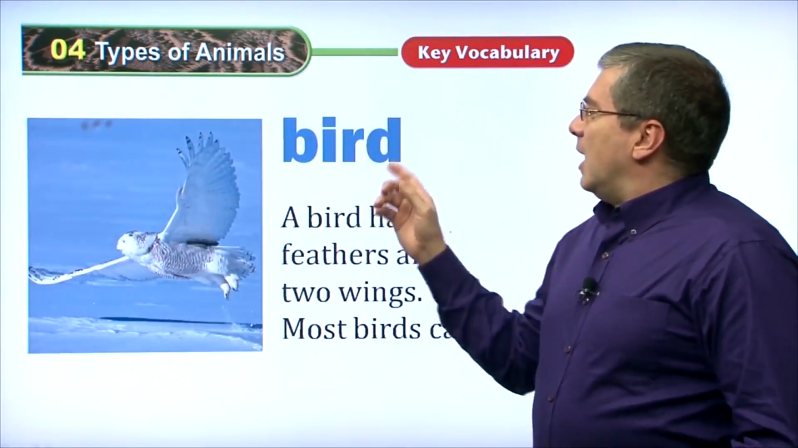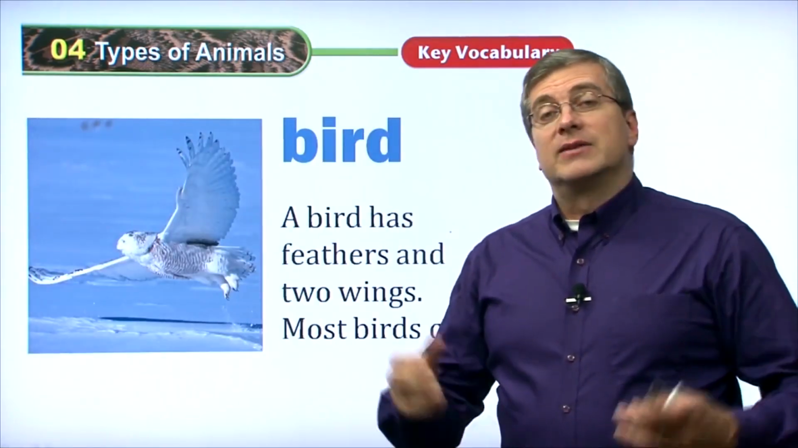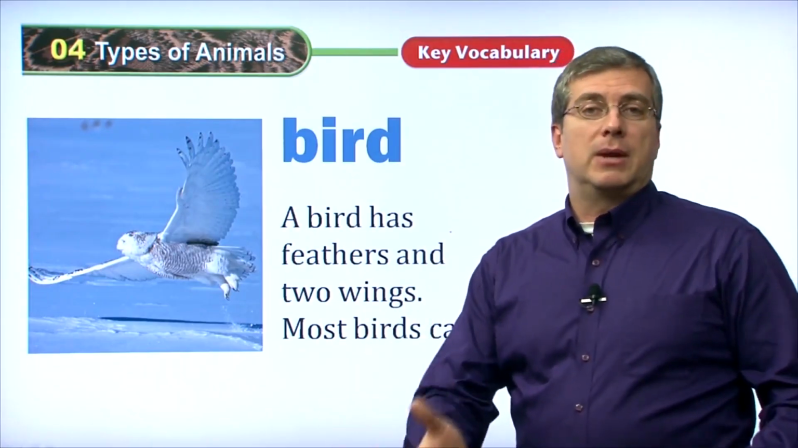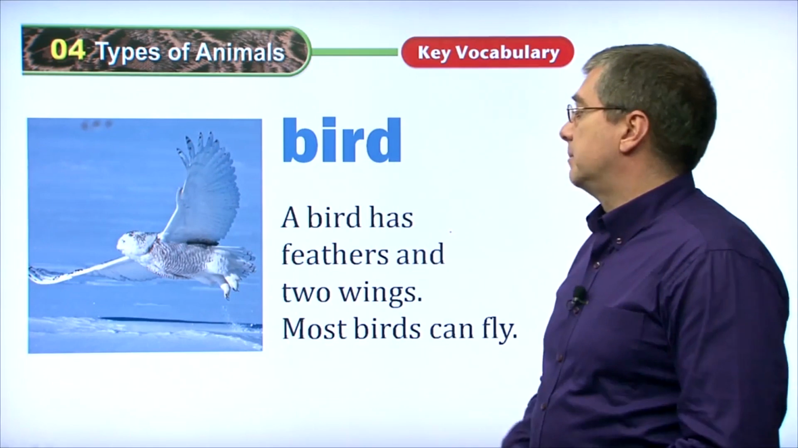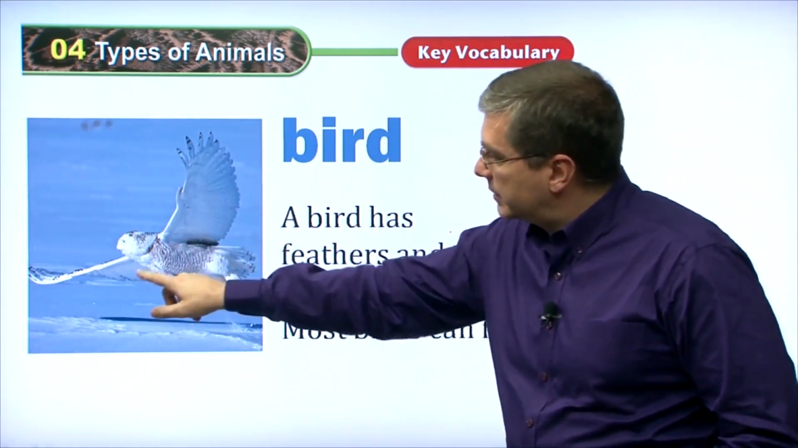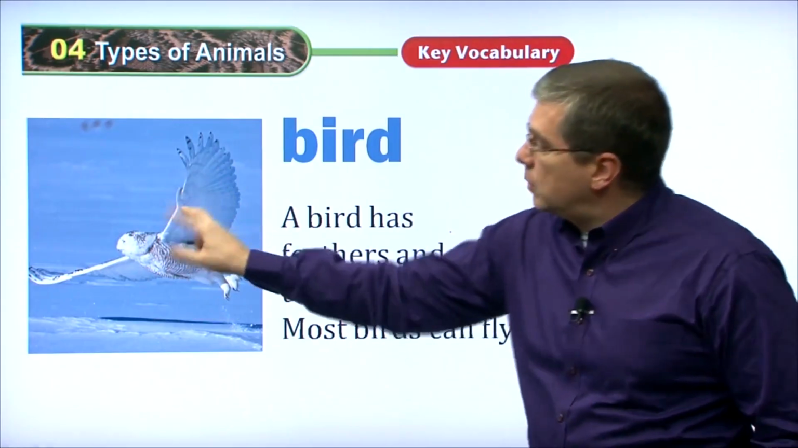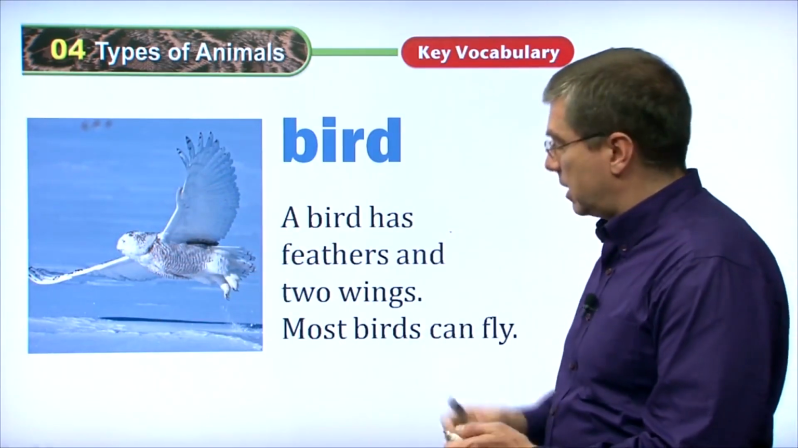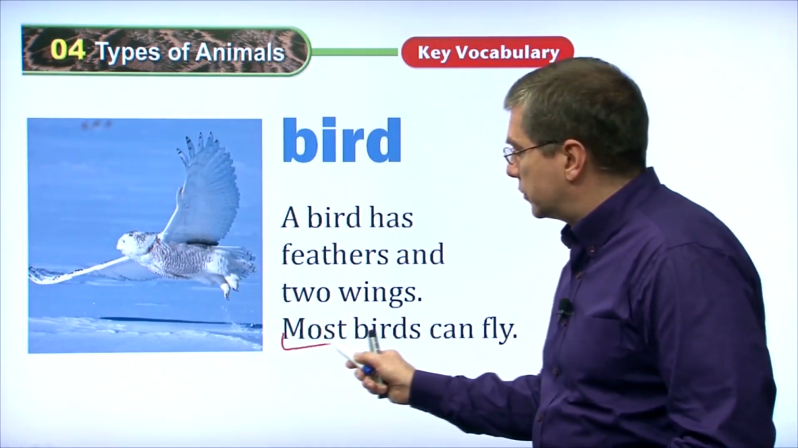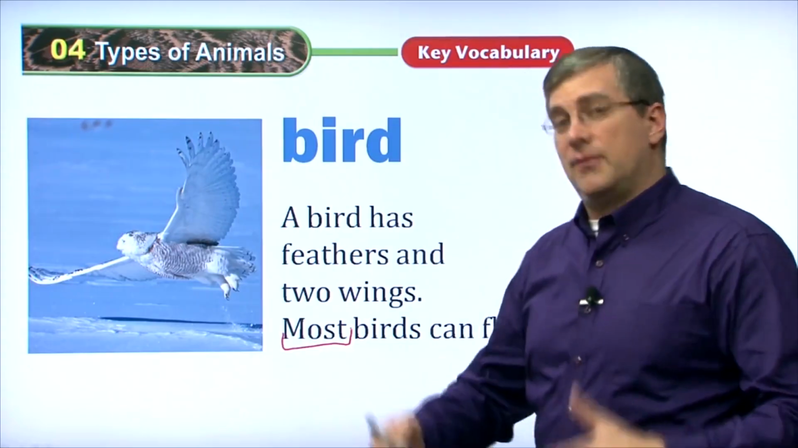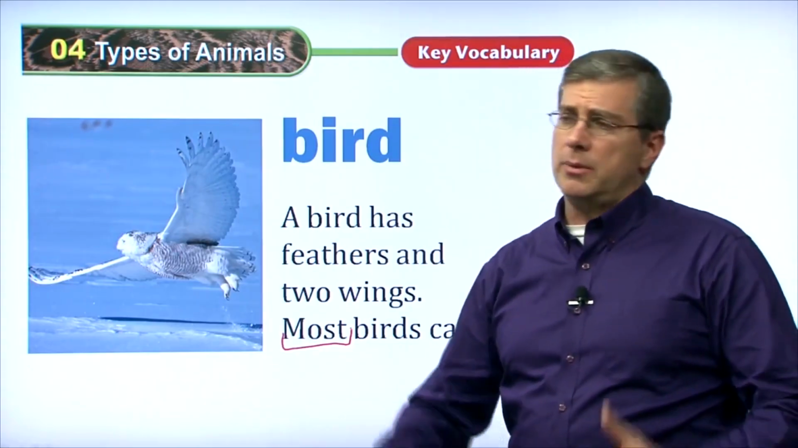Okay. Also, we can group animals as birds. Birds are a group of their own because, if you think about it, they're unique, right? What is a bird? A bird has feathers, many feathers. We can see the feathers here. And 2 wings, 1, 2 wings. Most birds can fly. That's another key point right there. Most. It doesn't mean all. Of course, when we think about birds, we think, oh, they can fly.